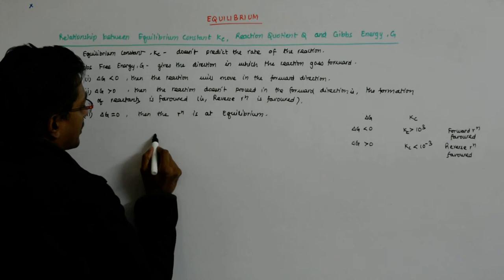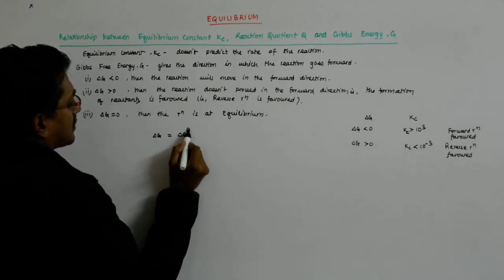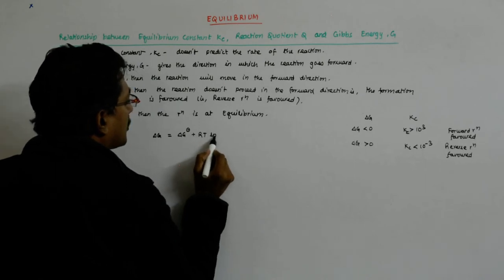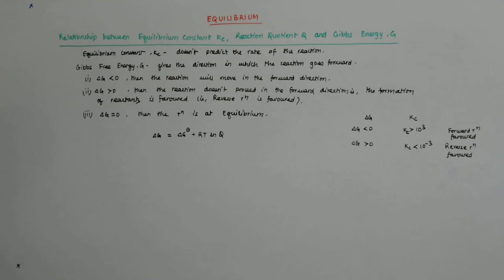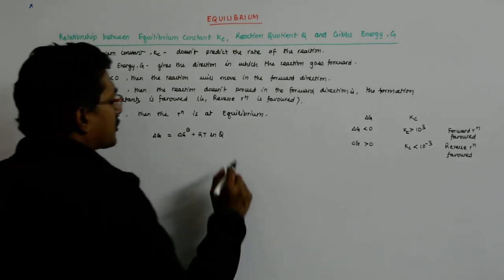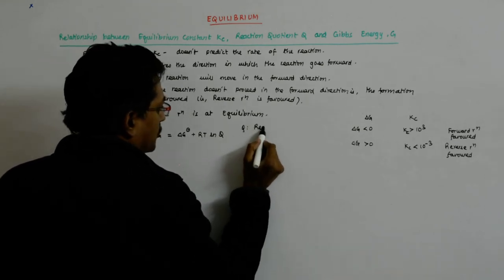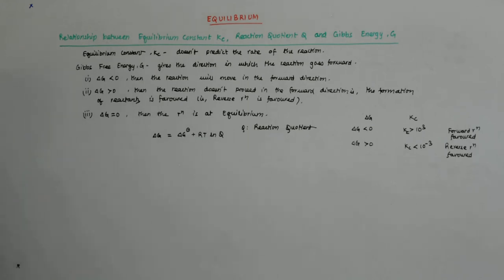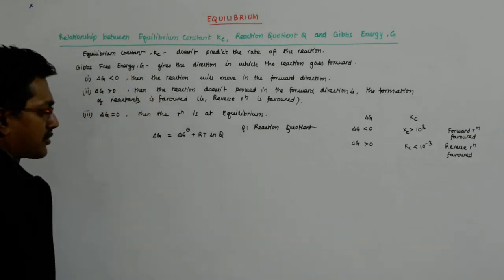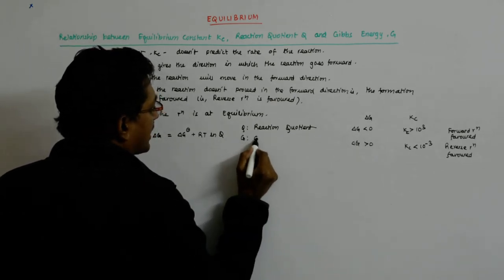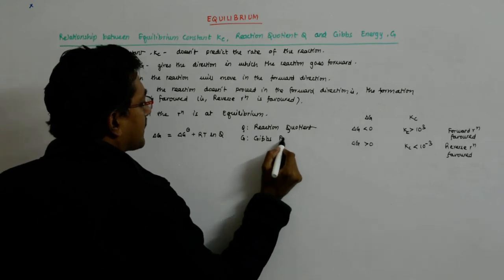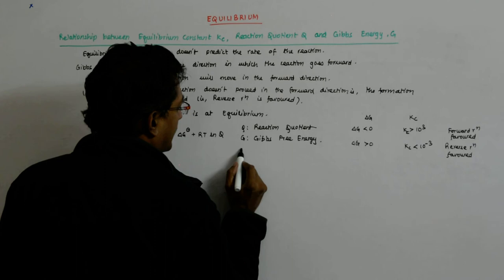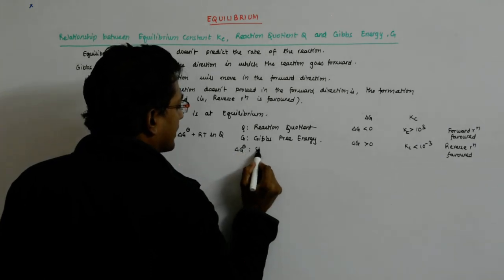The equation that you have done is that delta G is equal to delta G naught plus RT log Q. What is Q? Q is the reaction quotient, and delta G is the Gibbs free energy, the change in it. Delta G naught is the standard Gibbs energy.